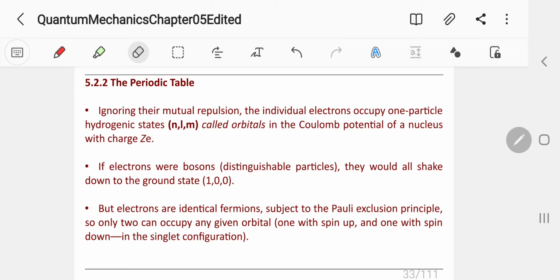But since electrons are identical fermions, subject to the Pauli exclusion principle, only two can occupy an orbital, and they should be a pair of spin up and spin down electrons.